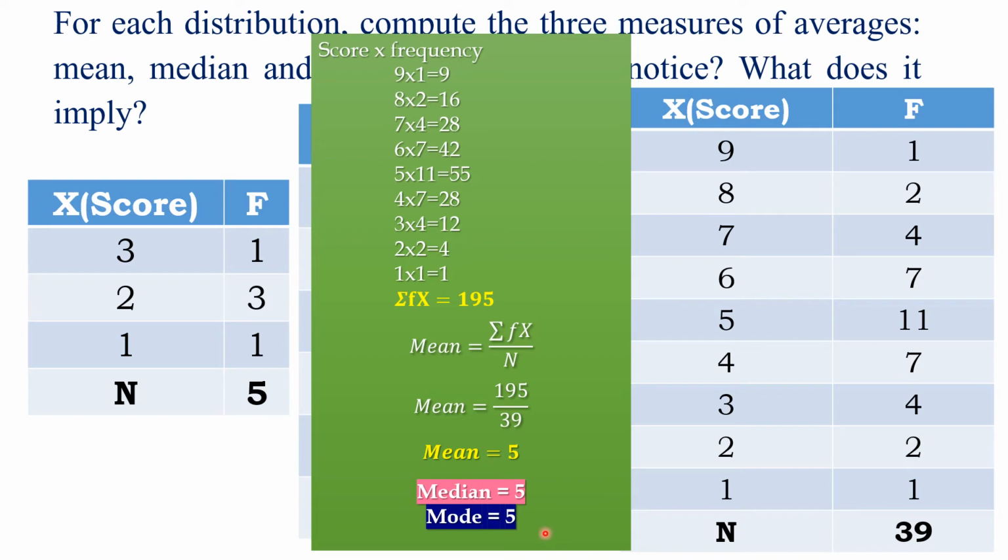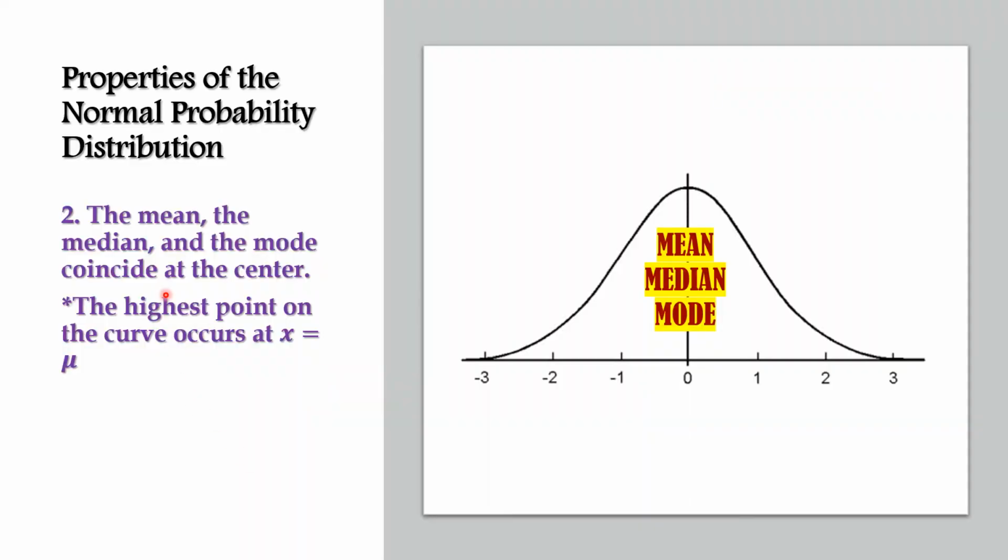So as you can notice, the values of the three measures of averages of the three distribution tables we have here are all equal. And that depicts our second property of a normal probability distribution. Here is the second property, stating that the mean, the median, and the mode coincide at the center, as you can see on the screen. So we have here that the highest point of the curve occurs at x equals mean. So the mean here is 0, or in the middle of the curve.